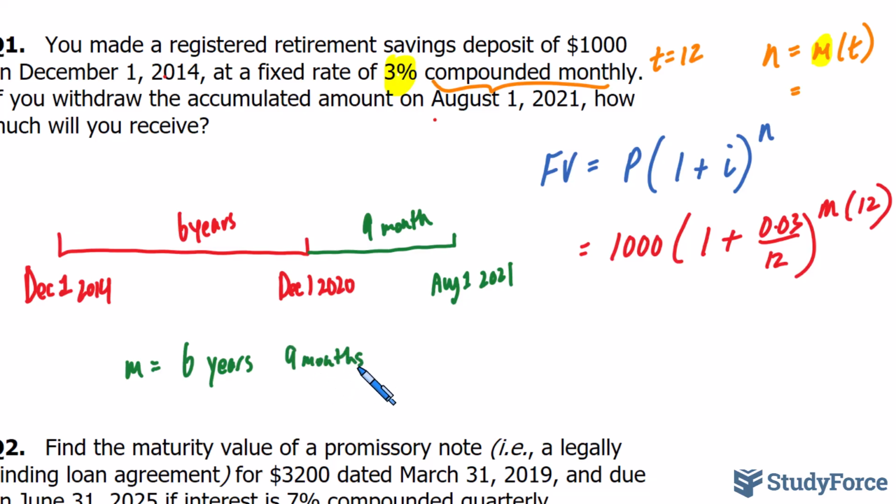But we need to make sure that this value is in years completely. We can't have 9 months. To represent 9 months as a year, we can write down 6 for the 6 years and 9 over 12 for the 9 months. That's how we represent 9 months in years. We can simply take 9 and divide it by 12. So this is our value of M. Now to make things simple, we can even write this as a decimal. If you divide 9 over 12, it's 0.75, so it's 6.75 years. We'll substitute that into our value of M.